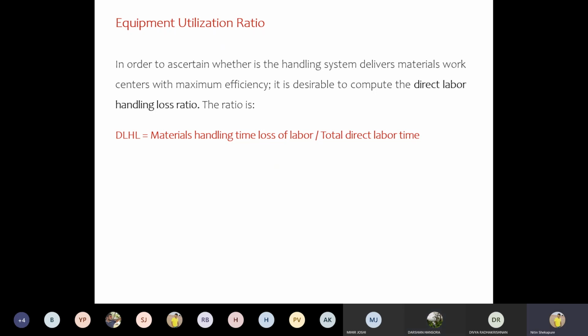Okay, equipment utilization ratio. Equipment utilization ratio is nothing but the direct labor handling loss ratio, the material handling time loss of labor upon total direct labor time. The same thing. If we have assigned that particular person to work for 7 hours, but he is not able to work for 7 hours, this is one scenario, and you don't have any work to assign him in those 7 hours. So that is called the direct labor handling loss ratio.